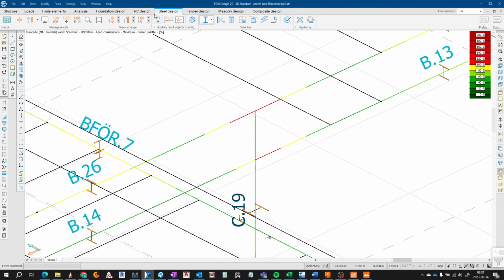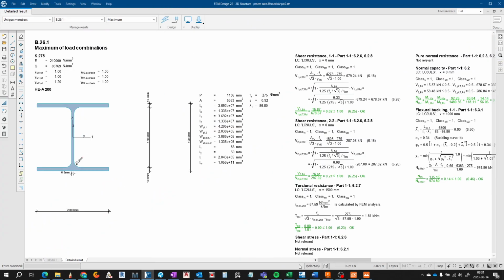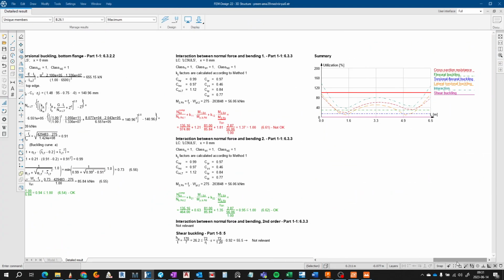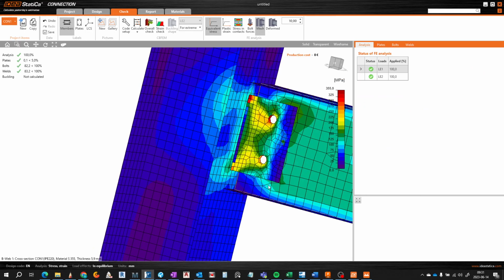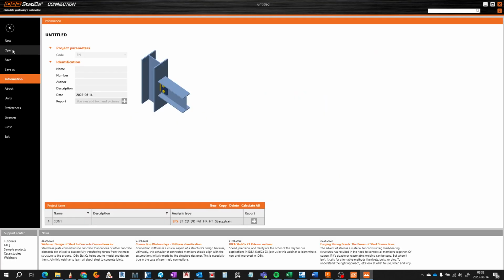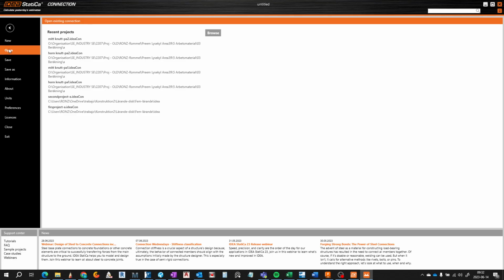As you see here, we have a problem there, and we need to make the connection more stiff over there. You have a problem here about the interaction between normal force and bending. So we need to make a design for this issue. We are going to open a project here. Oh, right.